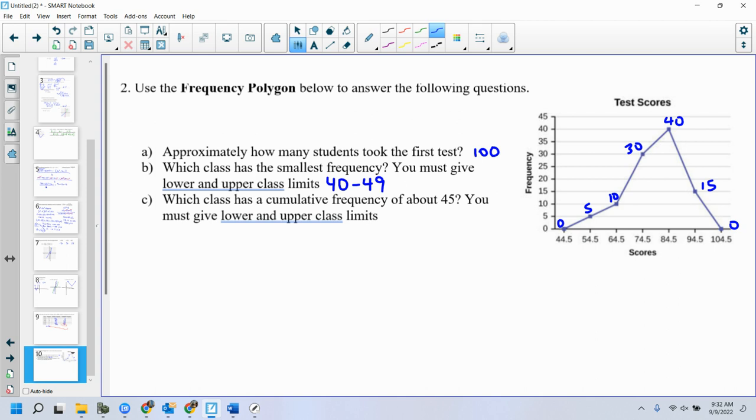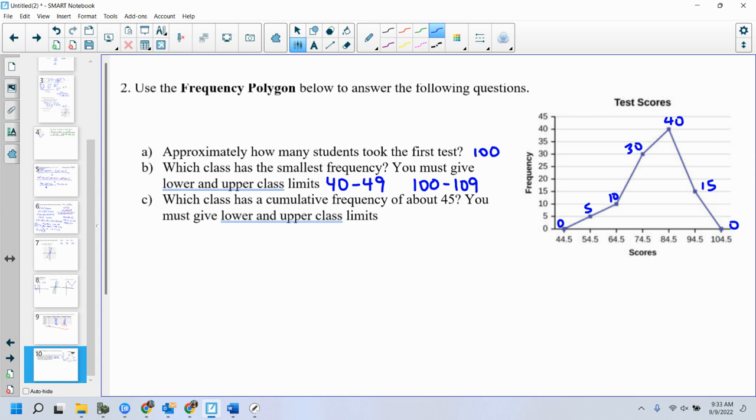40 to 49, because that's going to give me a midpoint of 44.5. The other class, I know it seems weird, is 100 to 109. You might be thinking, wait, how can they score over 100? Well, what's my frequency there? Nobody scored over 100. Okay, both of those have the smallest frequency of 0. 50 to 59 has a frequency of 5, but that's still not the smallest.